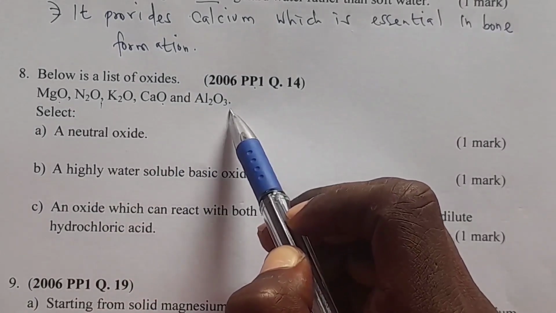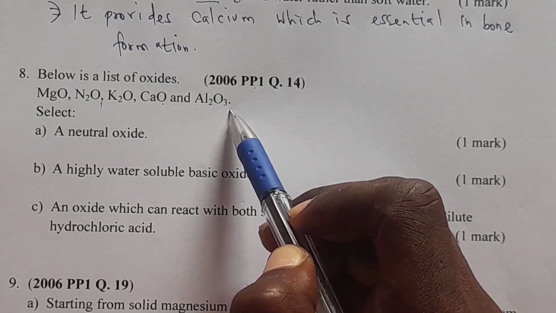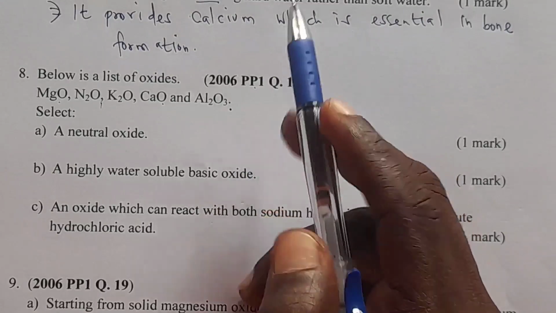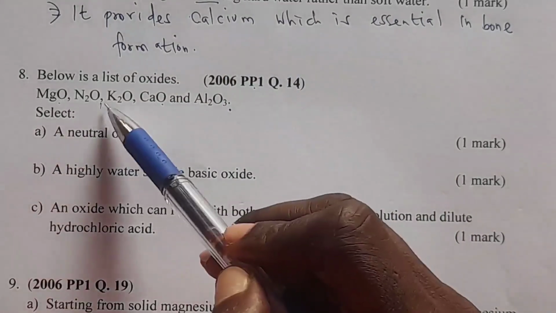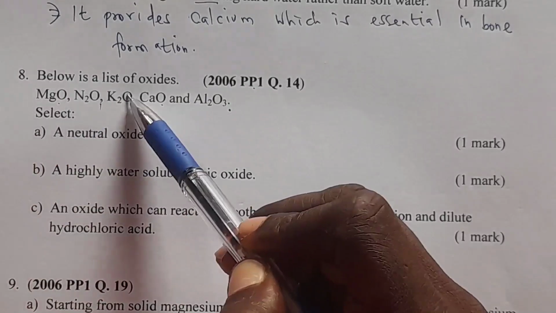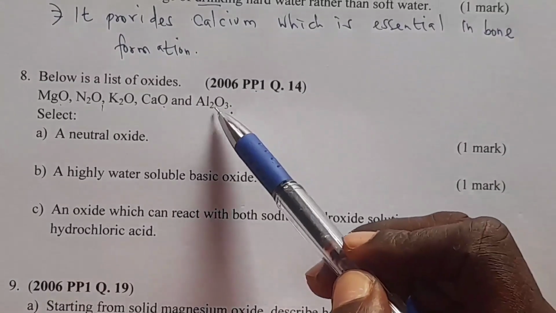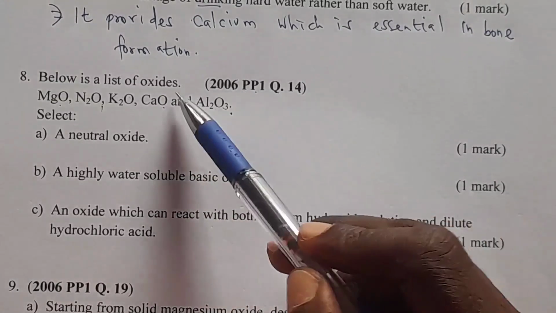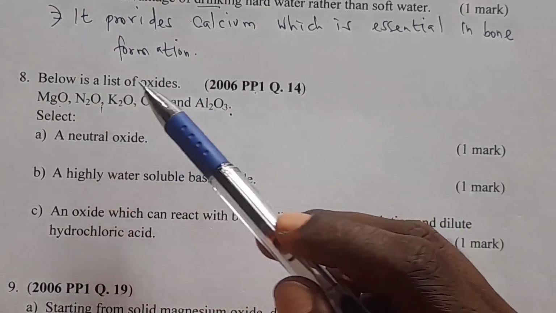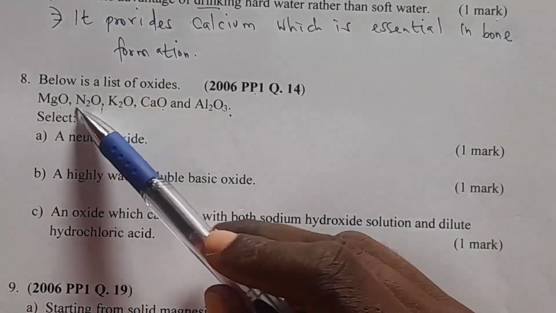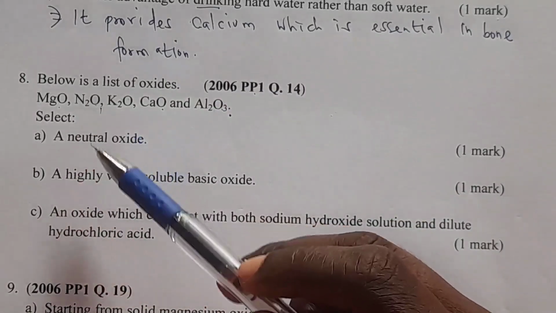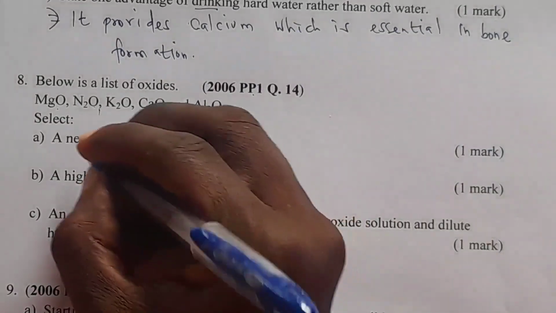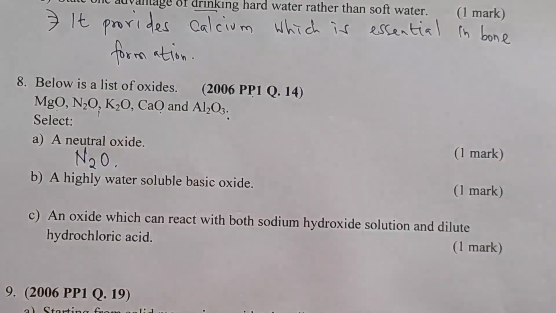Remember, in Form 1, under air and combustion, we did the nature or types of oxides. We were having 4 types of oxides. One of them was basic oxide. Here we have magnesium oxide and potassium oxide as basic oxides. We have amphoteric oxides, which in our case is aluminum oxide. We are having acidic oxide, but in our case we don't have an acidic oxide here, and we had neutral oxides. An example of a neutral oxide is nitrogen 1 oxide. So we are told to select a neutral oxide, and the neutral oxide is nitrogen 1 oxide. So we are going to write like that.